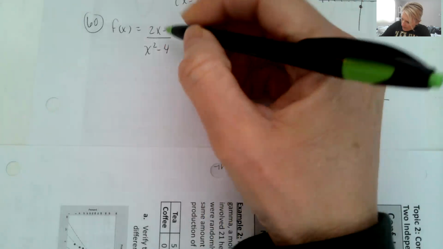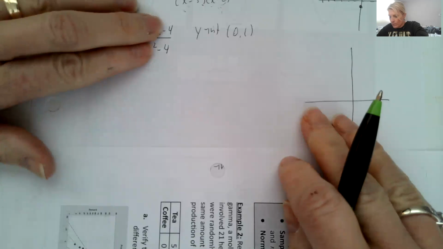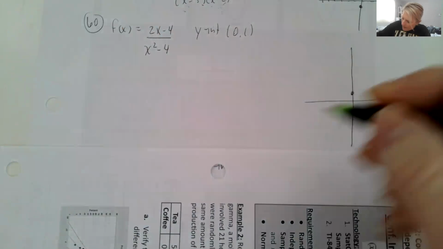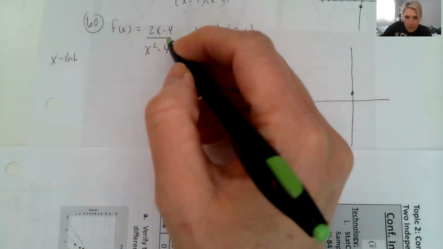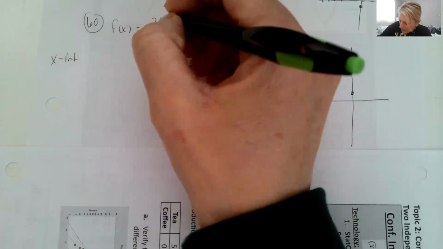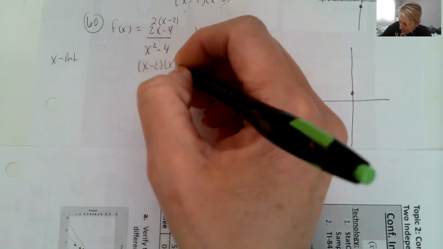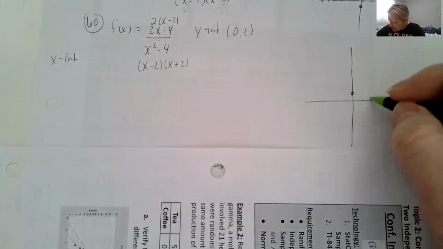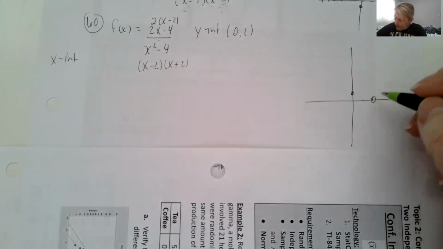So we have a y-intercept at 0 and 1 because those are both going to go away. Negative 4 over negative 4 is 1. We have x-intercepts if there are any. So this factors into 2 times x minus 2, and this factors into x minus 2 and x plus 2. So there's going to be a hole at x equal 2 again, where we think there's an x-intercept, but there's really not.